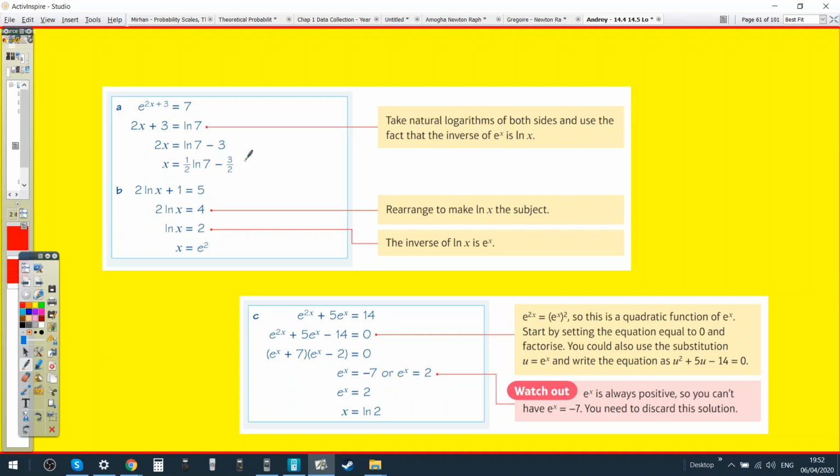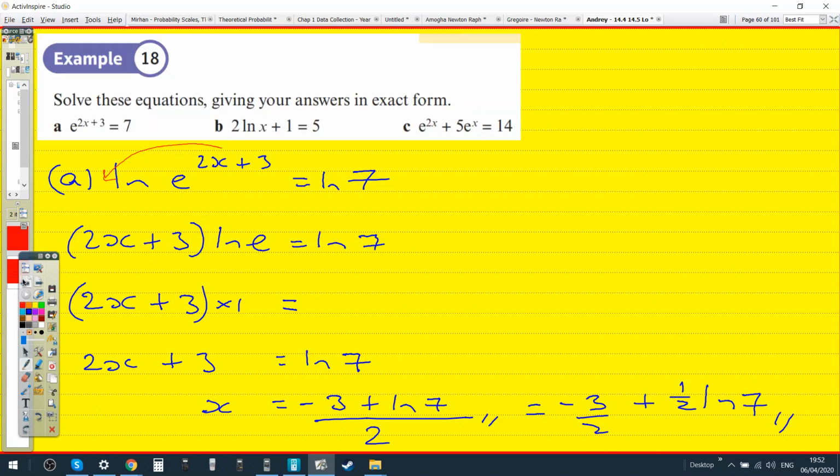A half ln 7 minus 3 over 2. So I wrote it the other way around. Minus 3 over 2 plus a half ln 7. Yes, it's an e. So you're taking ln. And ln is just a fancy name for a logarithm. Normal log rules apply. And you can see there, ln e to the power of something is just going to be the same as that power because you bring it to the front times by 1. Any questions about that?